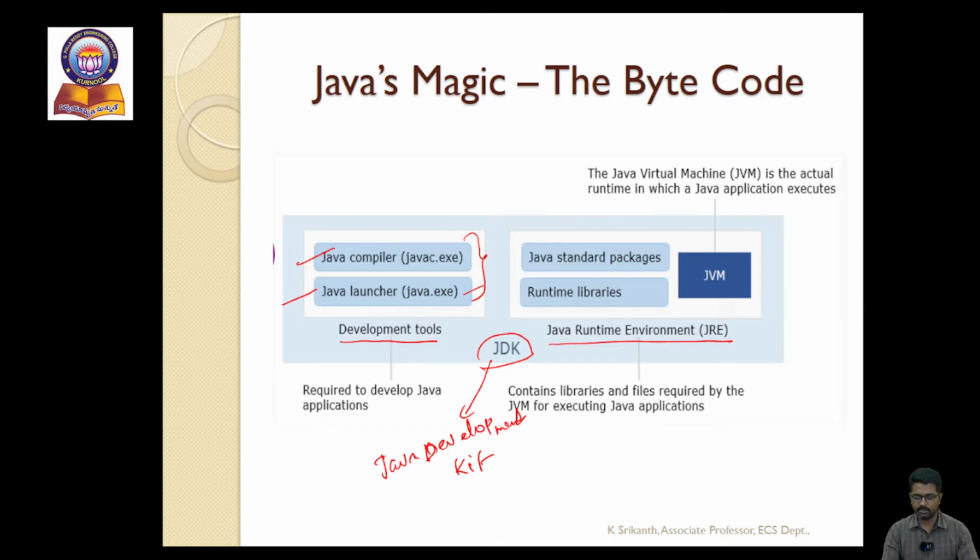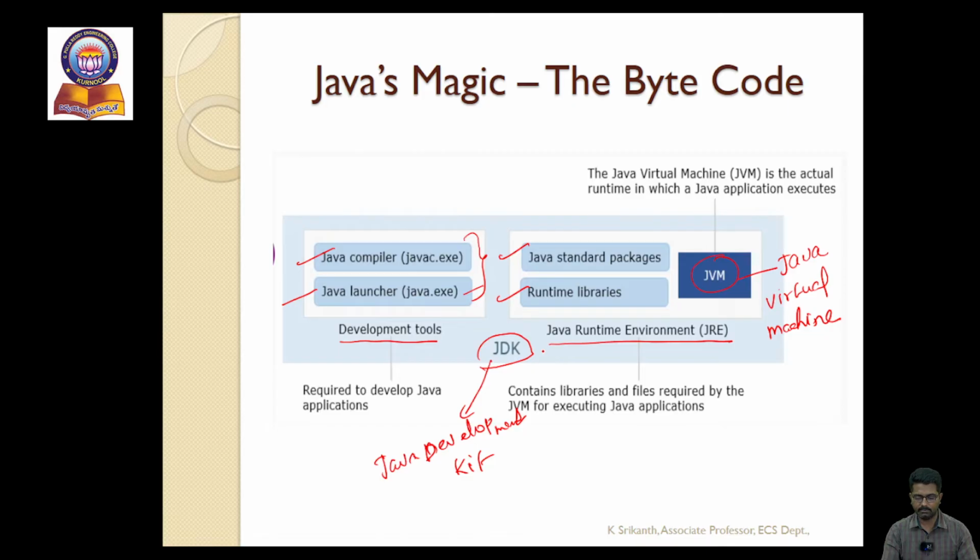Which is then diverted to a component called JVM, which stands for Java Virtual Machine, which executes the Java applications with the help of Java standard packages and runtime libraries. This is how the Java programs get executed in real time.